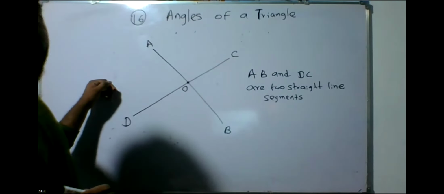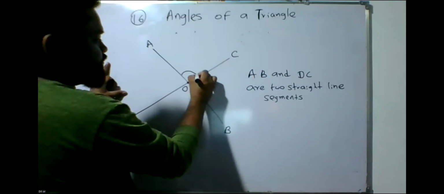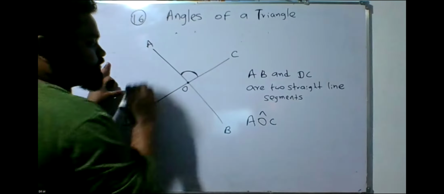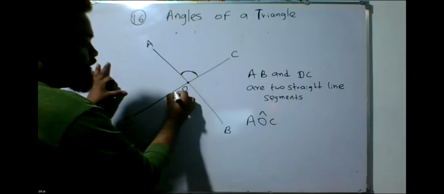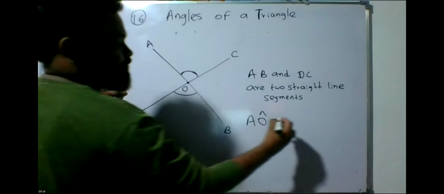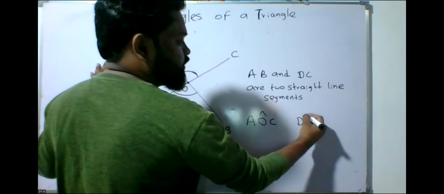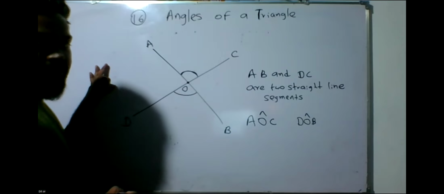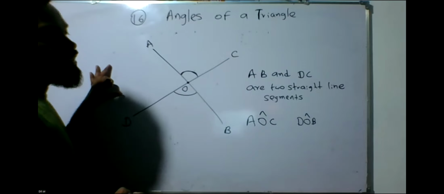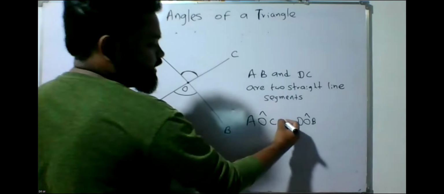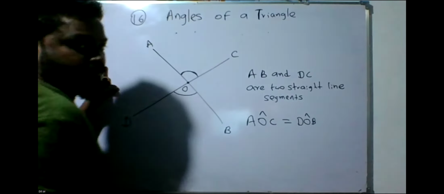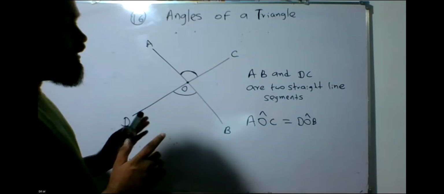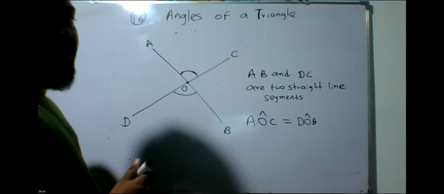Right. Then we know that this angle, AOC, and this one, DOB, are a pair of vertically opposite angles, right? Vertically opposite angles. What are they? They are equal in magnitude. If two straight line segments intersect each other, two pairs of vertically opposite angles are formed.